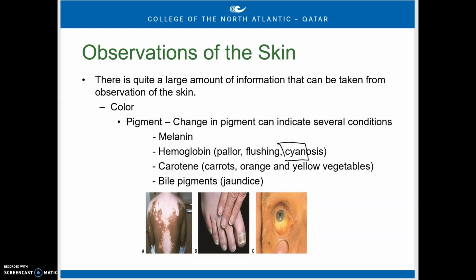We can also have bile pigments that will get released from the liver and travel to our skin. So there's a condition called jaundice, and that comes from the French word jaune, which means yellow. And this will cause the skin to become yellow. And very often, if you see someone who has jaundice, it means that they have some problem with their liver.